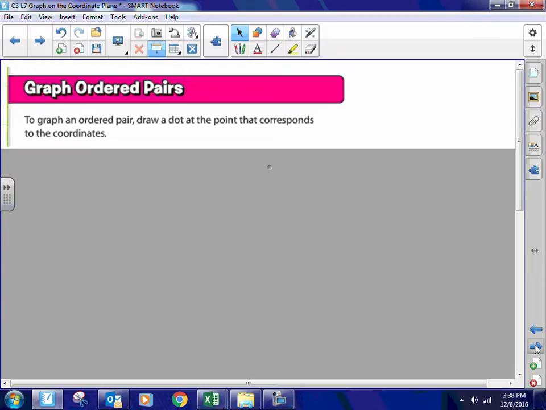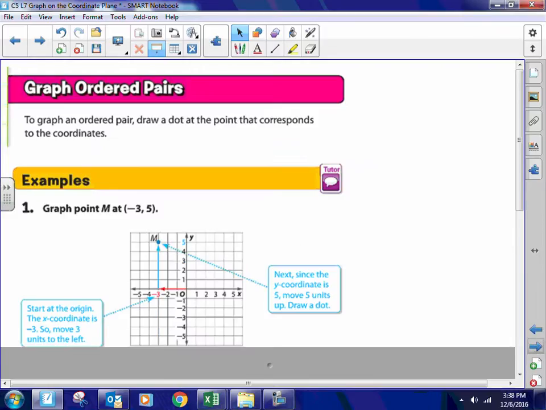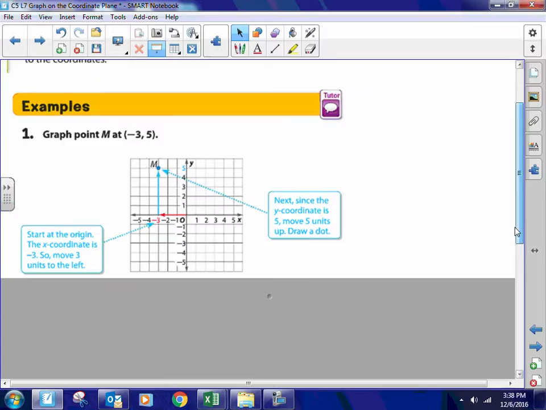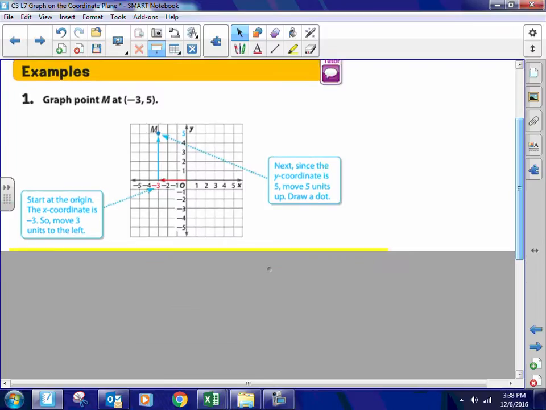To graph an ordered pair, draw a dot at the point that corresponds to the coordinates. So we'd have this example here. I don't even have to do any math. I love this because there's no math involved. Graph point M at -3, 5. Remember, it goes X, then Y, or alphabetical order, however you do it. And they show it here. They go -3, and then they go up 5, and they put the dot.